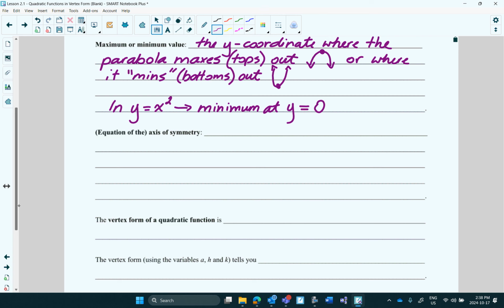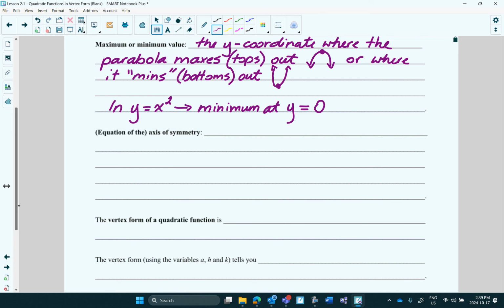Last one here, the equation of the axis of symmetry. Can somebody explain to me what symmetry is? When something is symmetrical, it's the same. Yeah, if you divide it like that, it's the same on both sides, mirror images of each other. That's right.